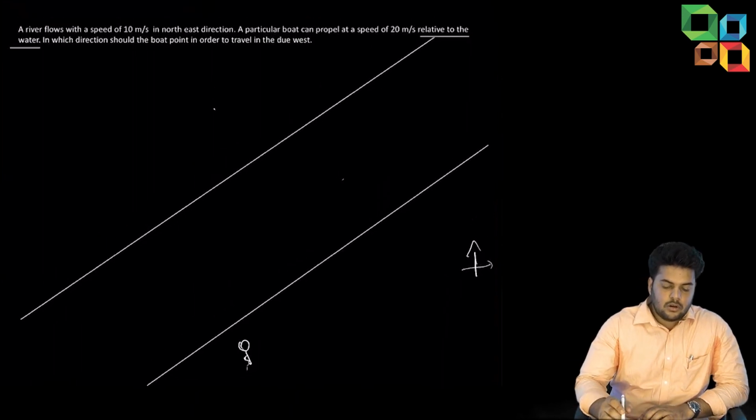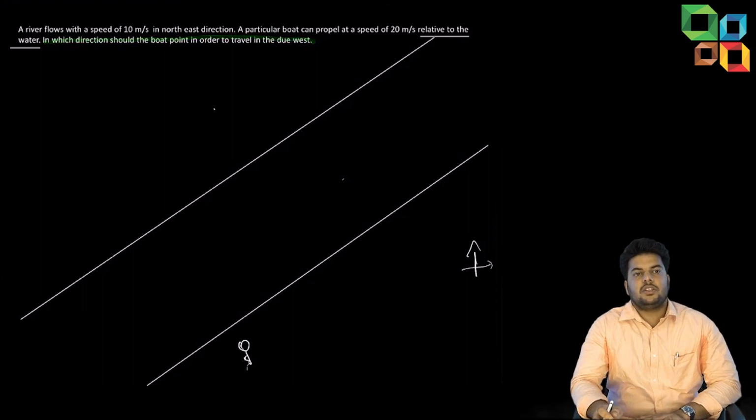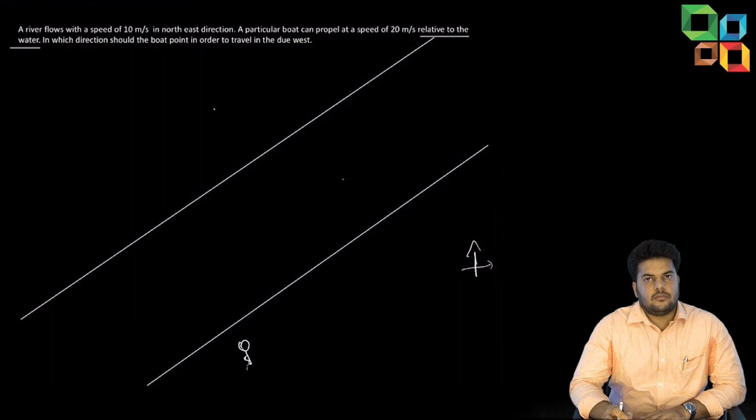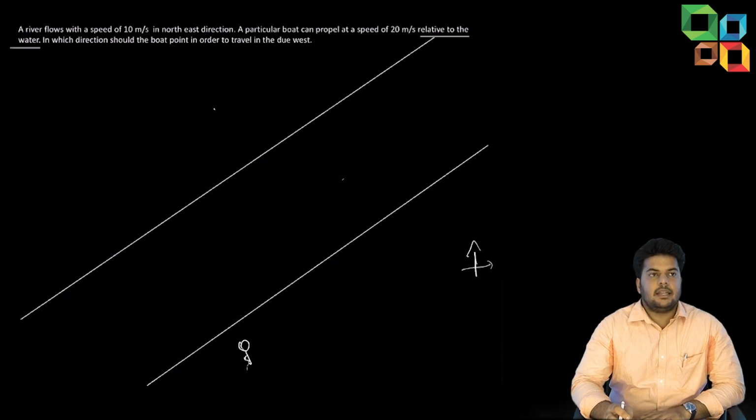We want the boat to move towards the east. See, in which direction should the boat point so that the boat goes eastward? Sir, it's given westward. Sorry? I didn't get you, Anirudh. It's given as the boat should travel due west. Due west. Oh, I said east, is it? Okay, due west. Okay, fine.